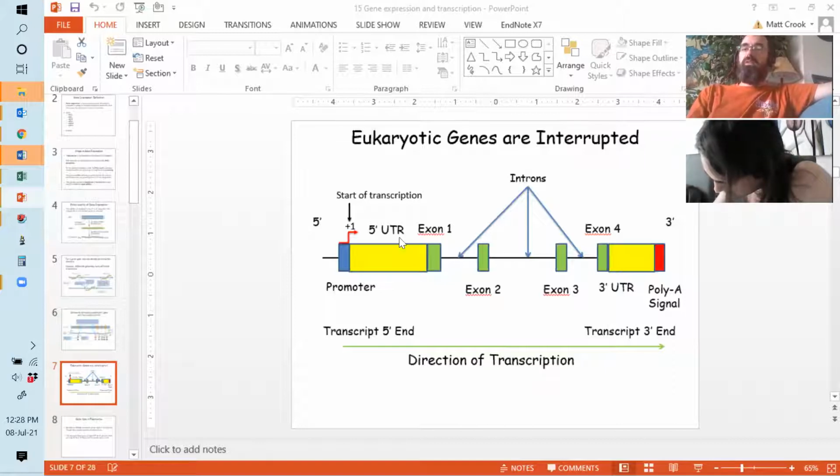And later on, we'll get into what these untranslated regions are used for. They're very important. Otherwise, they wouldn't be there, right? But we'll see what role they play.